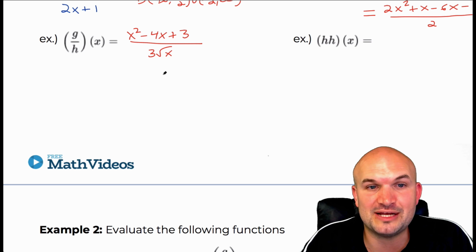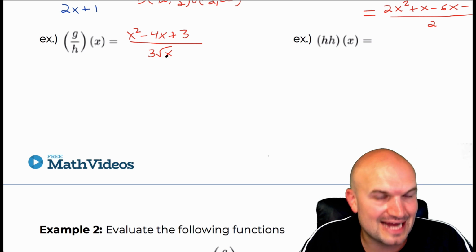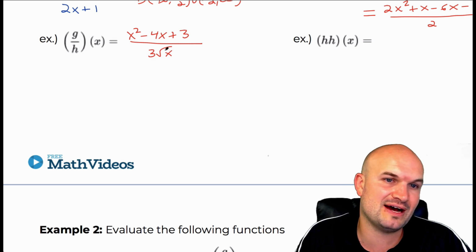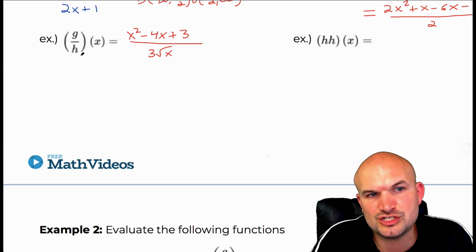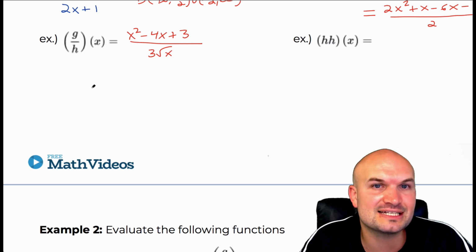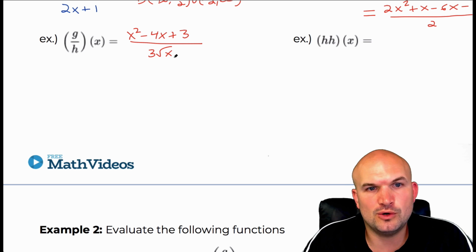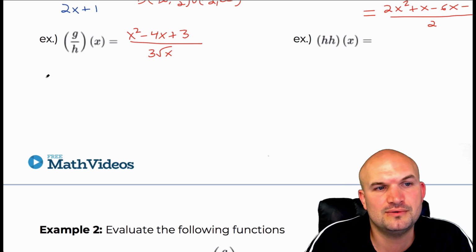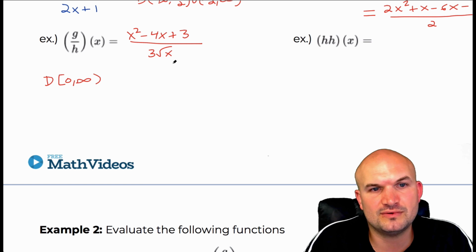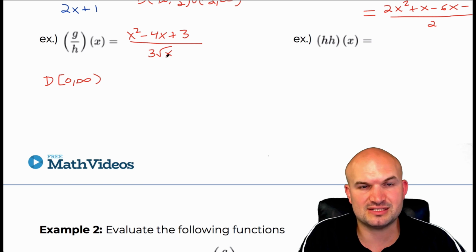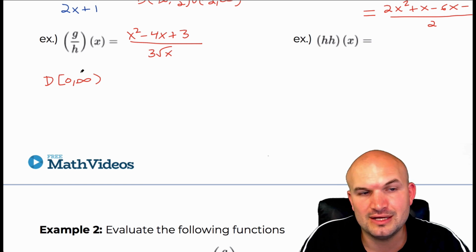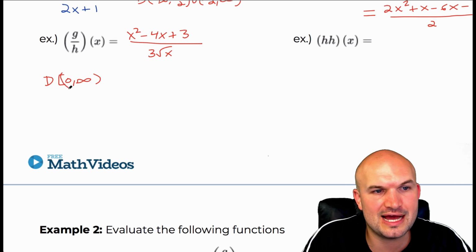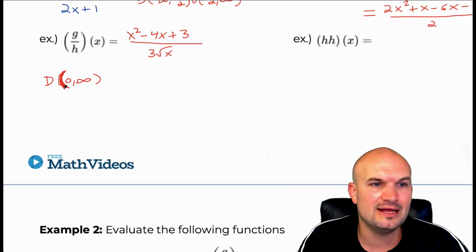So now we can just look at my domain restrictions. I know that 3 cannot equal 0, so now 0 is undefined. But remember that the original domain restriction of h was x is greater than or equal to 0. So if the only new restriction of this now being a fraction is that x cannot equal 0, well, now my domain, instead of being from 0 to infinity, because that's the domain restriction of my h of x, now h of x is in the denominator. So 0 cannot be included. So now we're going to use parentheses to say that 0 is not included.